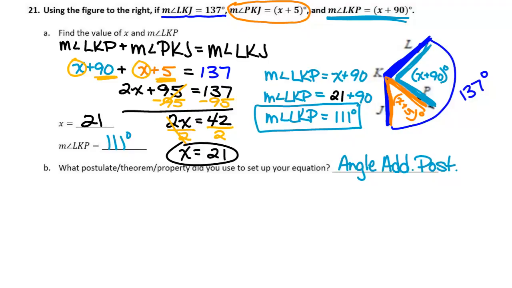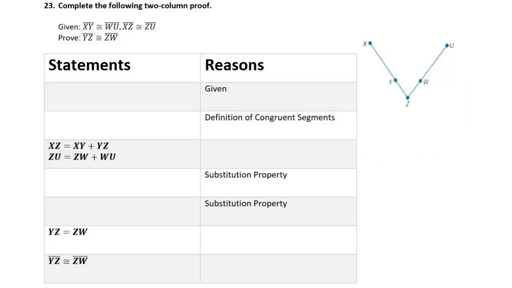We have 8 minutes left. 1 or 2 more problems. 2 if they're really short. 1 if they're not. What else would you guys like to see? Which one? 23. I don't think I've done that one yet today. 23. Oh, yes, I have. I've done this one.